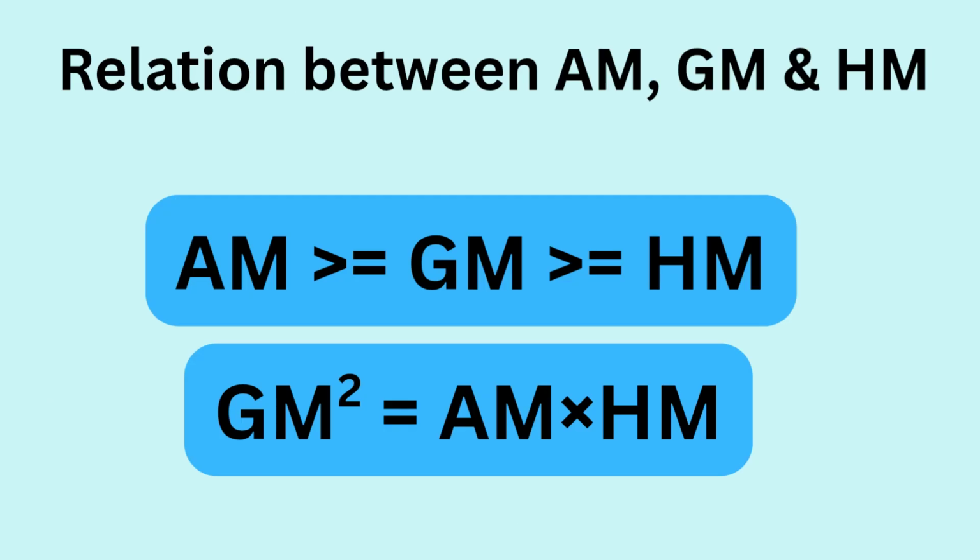The most important concept when dealing with these means is their fundamental inequality relationship. AM is always greater than or equal to GM, which is always greater than or equal to HM. A slightly tougher application, we can also show that the square of the GM equals the product of the AM and HM. That is, GM square is equal to AM into HM.